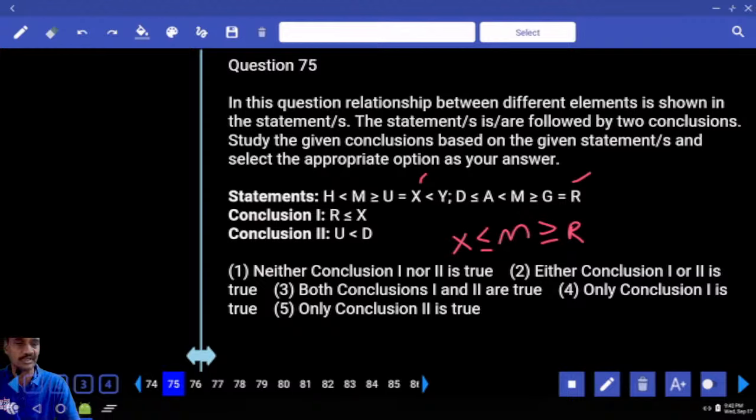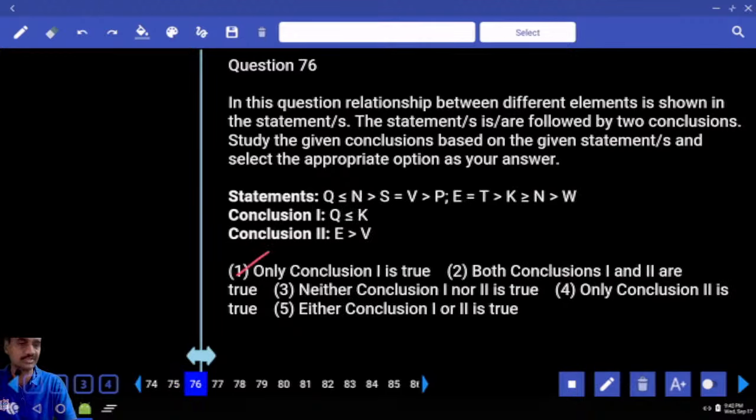Then U and D. U is here, D is here. Which element is common? M is common. M greater than or equals to U. And D lesser than M. Again between D and U, opposite symbol, no relation. Neither one nor two, choice one is 75.